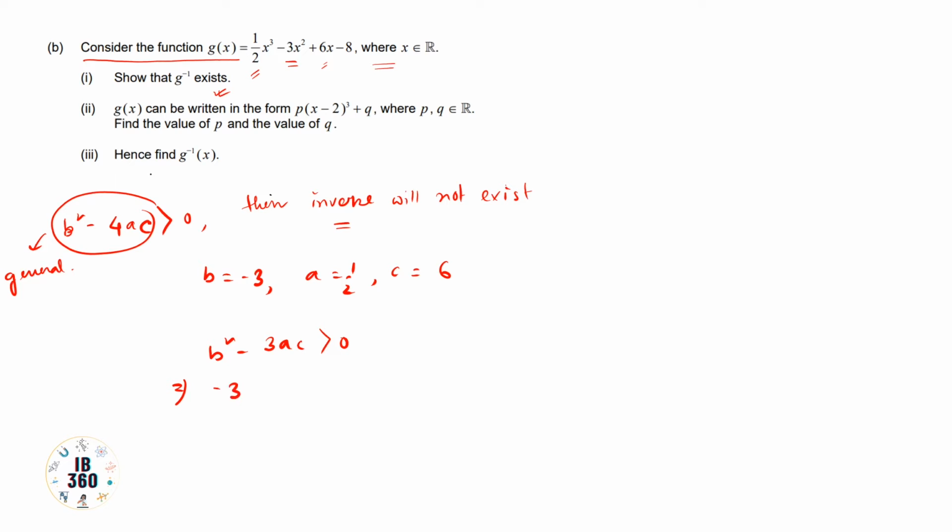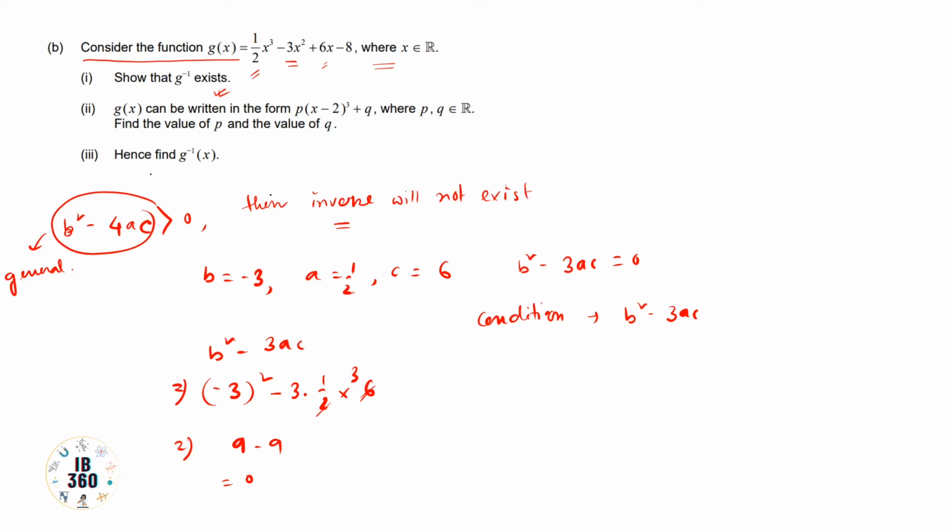So (minus 3) whole square. Basically we have to find the value of this particular part. So minus 3 whole square minus 3 into the value of a, which is half, into the value of c, which is 6. So it is 9 minus 9, which equals 0. So we are getting that b square minus 3ac is equal to 0. Now the condition was, if b square minus 3ac is greater than 0, then the inverse will not exist.